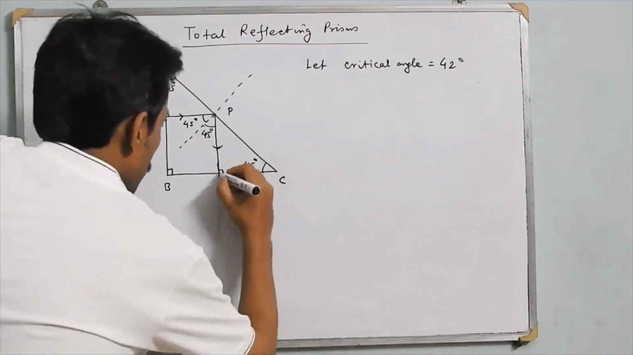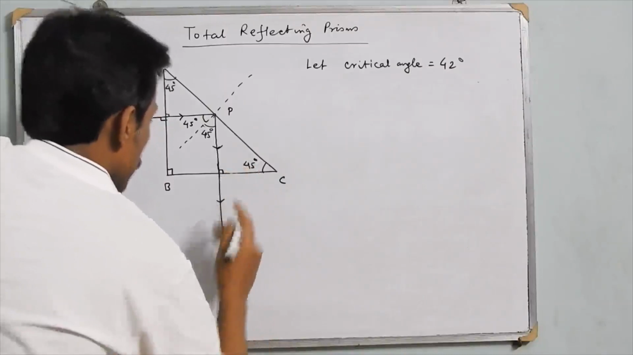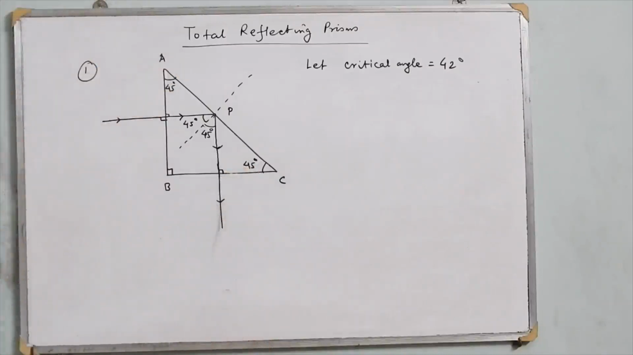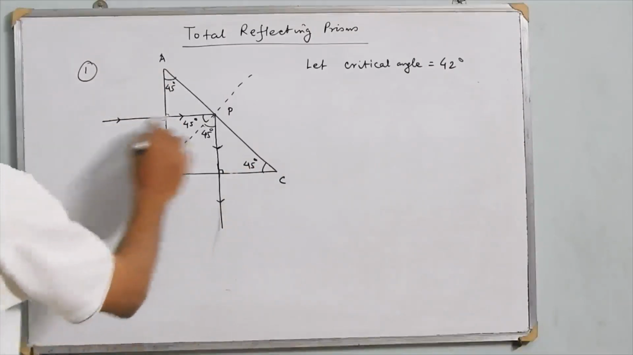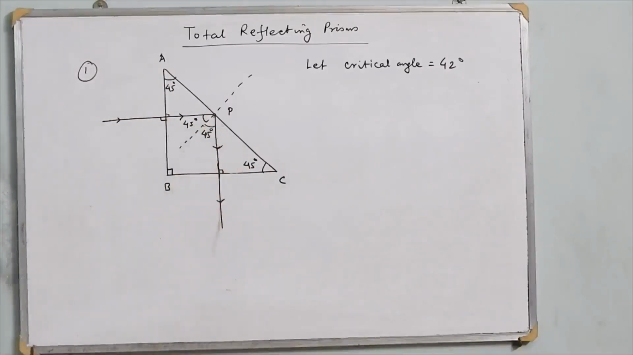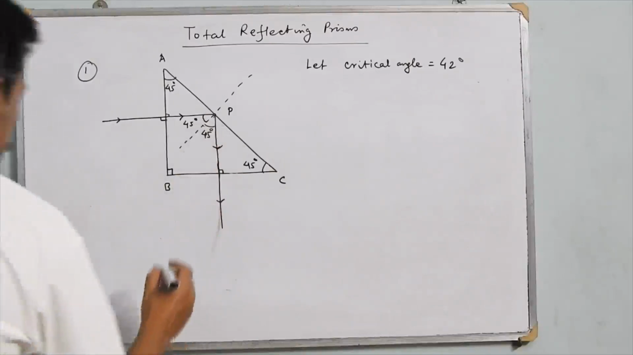Because we know that if the angle of incidence is 0 degree, that means if the ray is perpendicular to a given surface, it does not deviate. So the ray follows in this way. So you can say that the ray has been rotated by an angle of 90 degree, and this type of prism is used in periscopes.